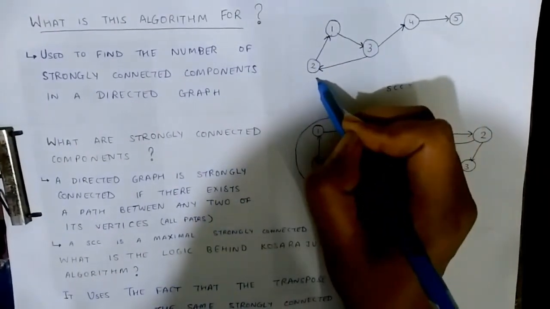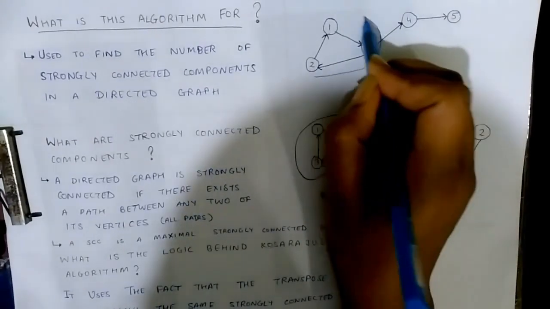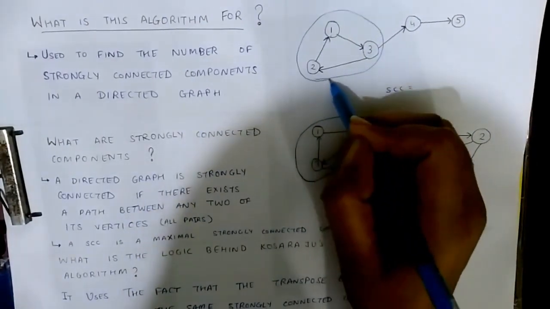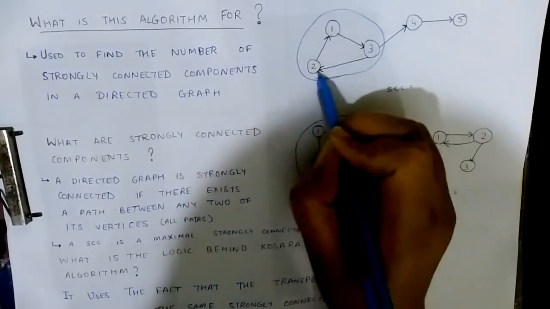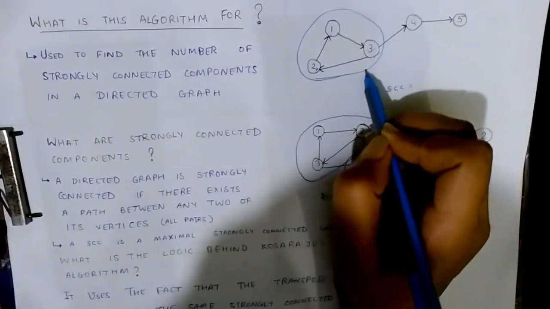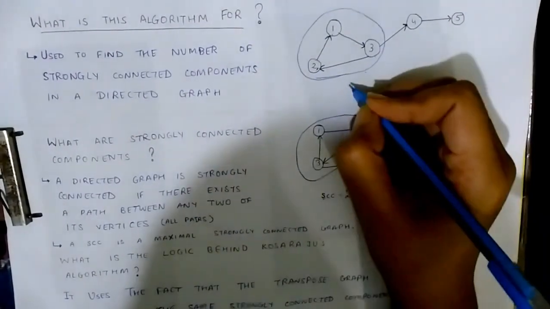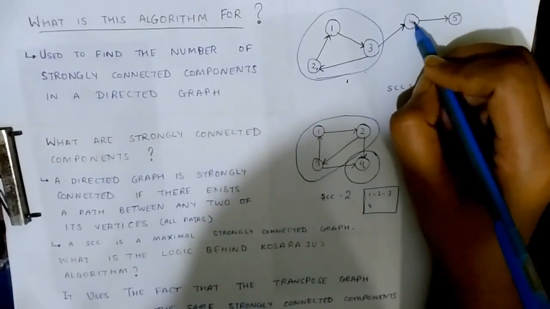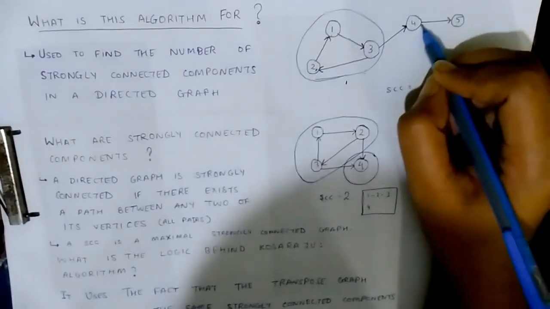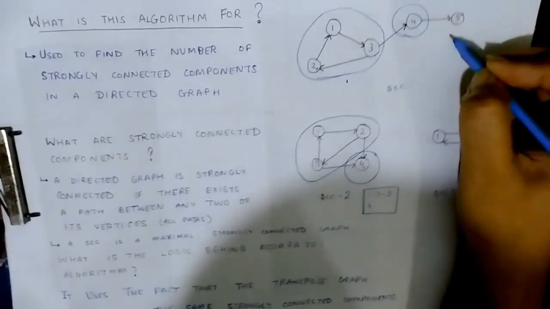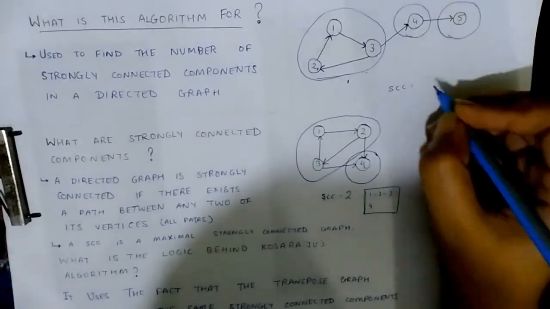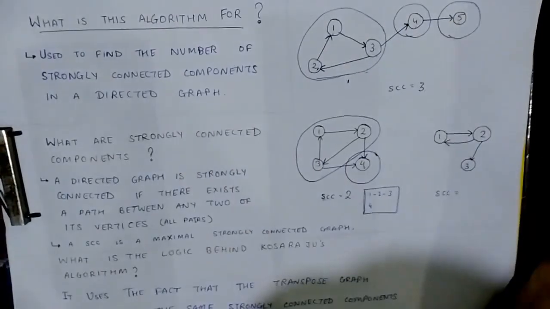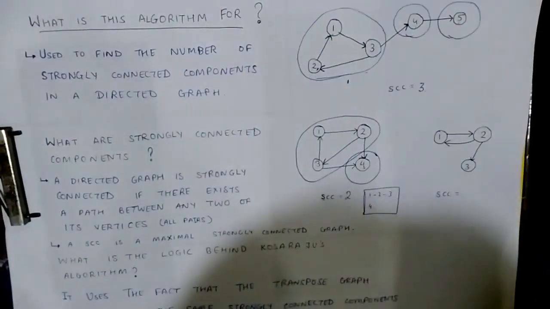So let's just consider this part. This is a separate strongly connected component. This is one component. Then let's consider this. We can go from 4 to 5, but we cannot go from 5 to 4. So these will be two separate strongly connected components. We have three strongly connected components here.